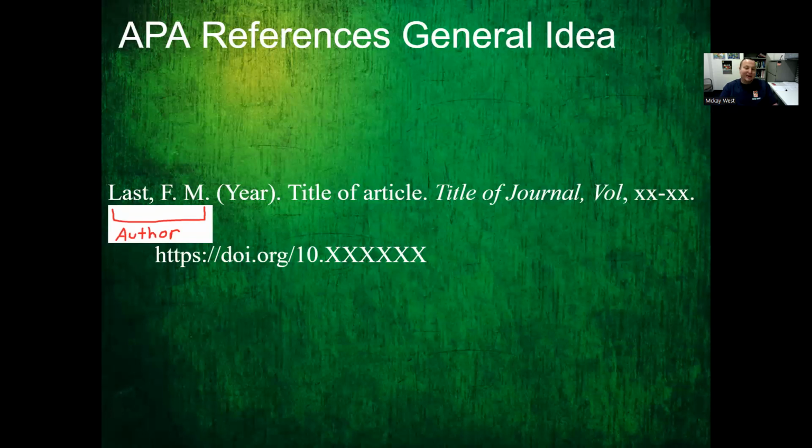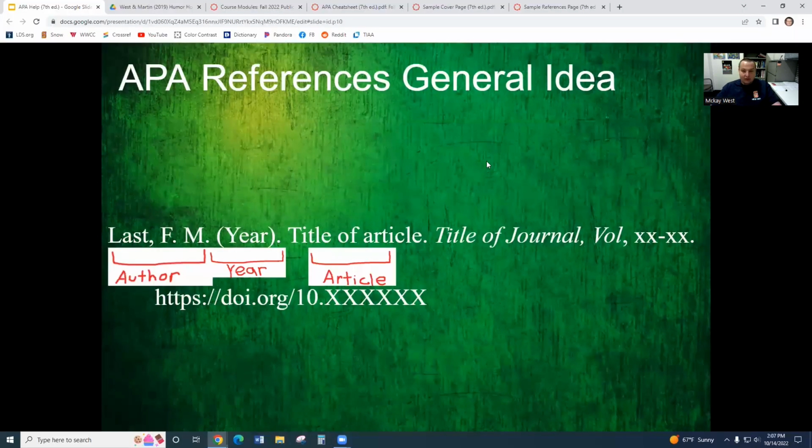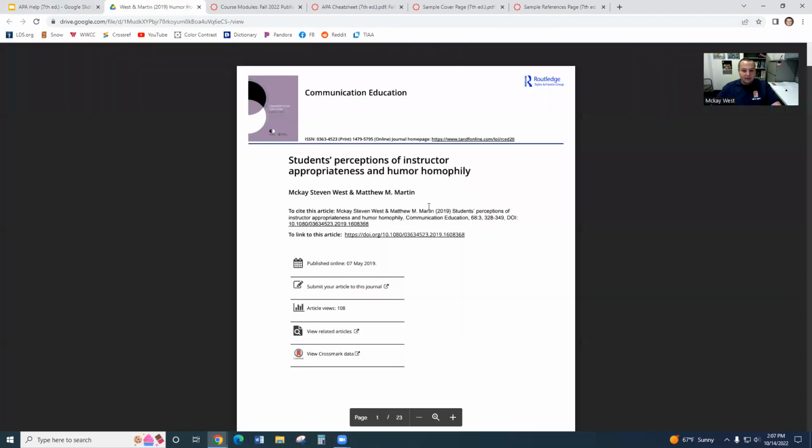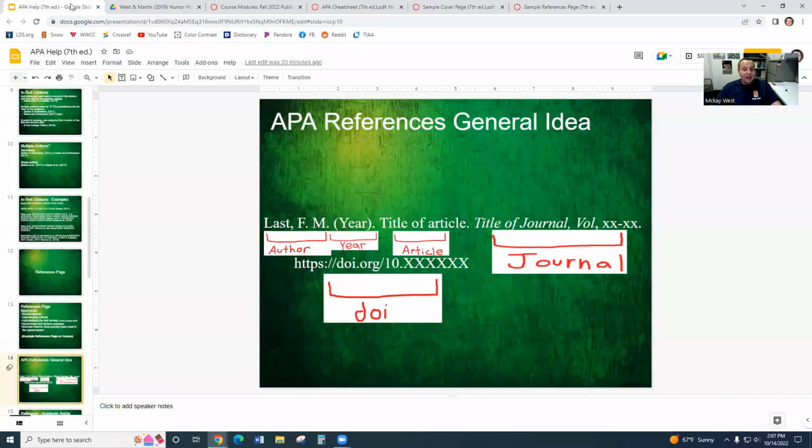The second one's the hardest sentence, the year. All you do is in parentheses, put the year, 1999, 2019. And when you're done, put a period to say that sentence is done. The title of the article is our article sentence. So you find an article, in this case, I'll just use this one here, Students' Perceptions of Instructor Appropriateness and Humor Homophily. I would word for word type that out.